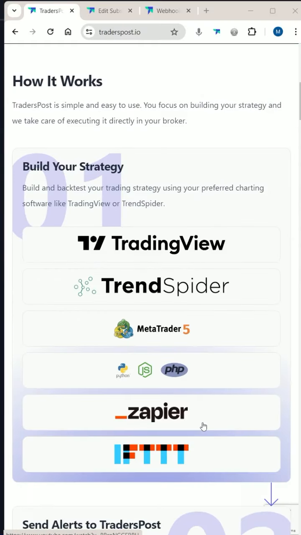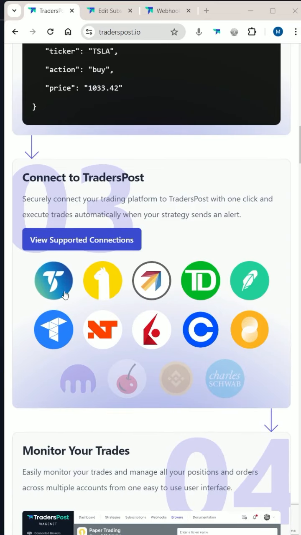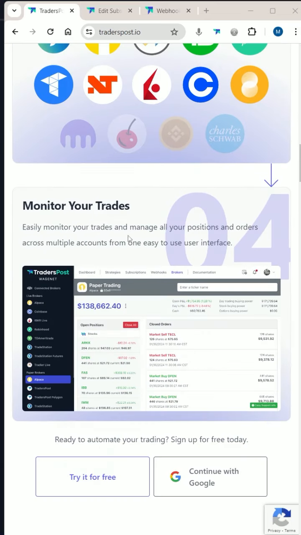We built TradersPost so that you can take these alerts and turn them into orders with your favorite broker. Otherwise, there just is no way to automatically trade on TradingView.